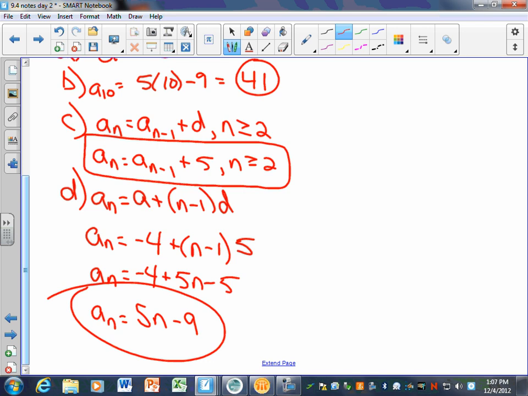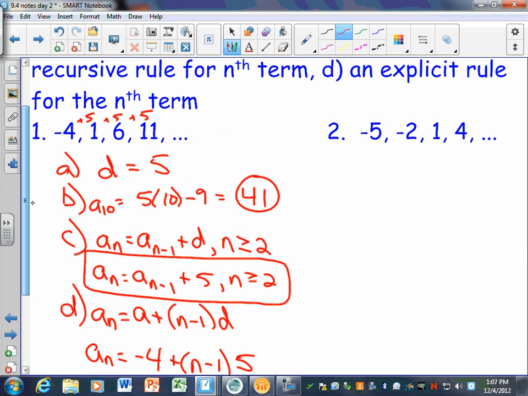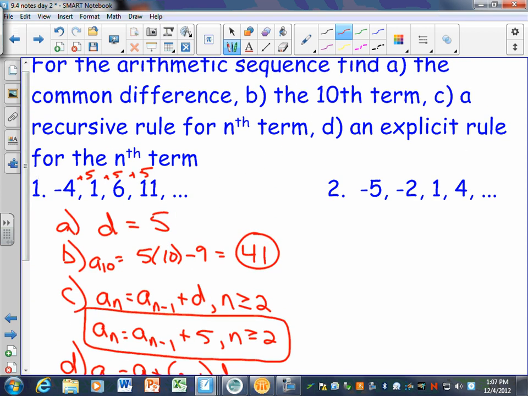Do this second one over here if you haven't already. It's the exact same way, but just to make sure that we're on the same page here, we're just plugging in these formulas. So find the common difference, maybe skip part B for now, do the recursive sequence, which is going to be the same every time, you're just changing D, and then work out your explicit one and see if you can get the right answer.